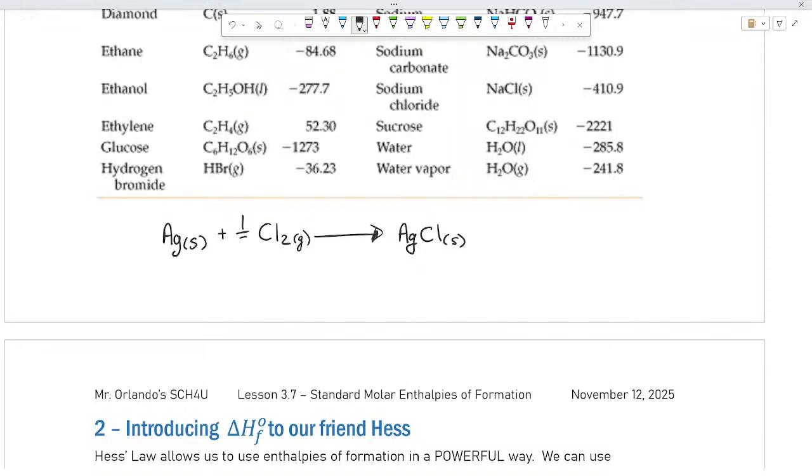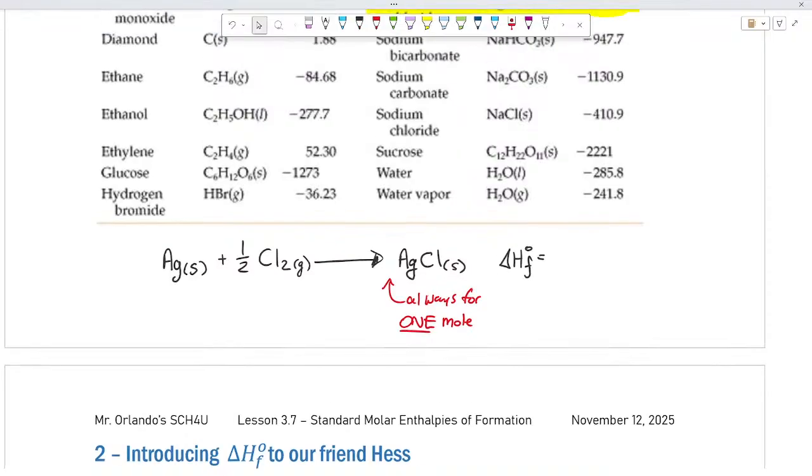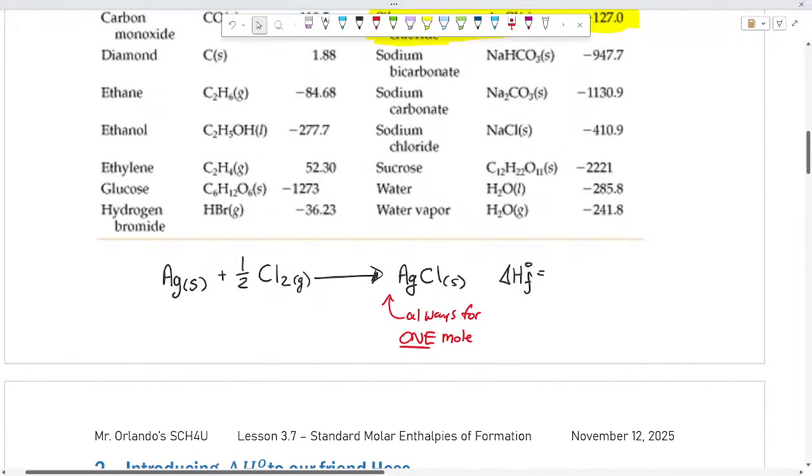A half. Does that make sense? It's always for 1 mole. And what would the delta H associated with this be? Guys? Negative 127.0 kilojoules. Right? So if we make 1 mole of silver chloride out of silver and chlorine, it's going to release 127.0 kilojoules. Does that make sense?